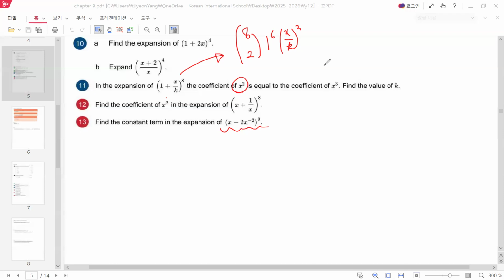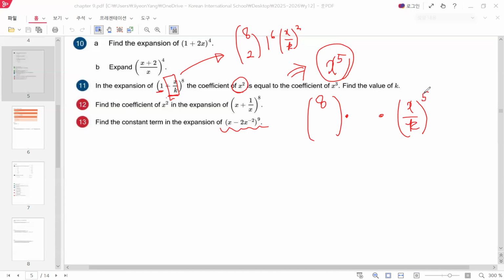Let's try to find the term of x to the power of 5, students. x to the power of 5 from question number 11. Firstly, students, what is the value of n again? 8. And then a and b, this one. So x over k should be to the power of 5. Do you understand? Then this number should be the same as here. Then 1 to the power of something. If you add these two numbers, it's going to be 8. So what's the number here? 3. Do you understand?